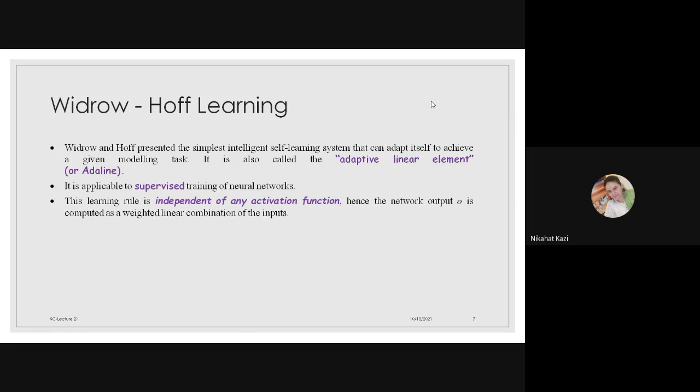So it's simply a weighted sum of inputs. That means O is nothing but W transpose X. Since O is W transpose X, R is D minus O in this case. W transpose X is also called net, right? Net is nothing but W transpose X. So this is the learning rule.